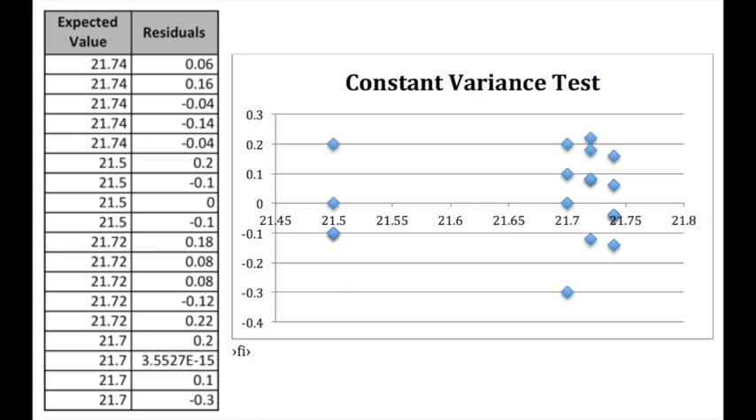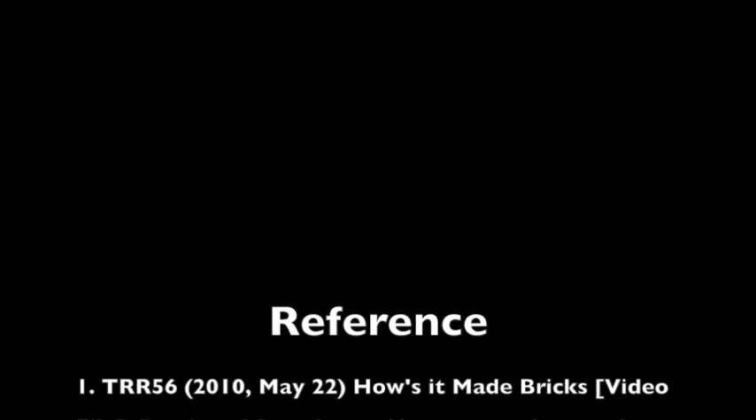Then we proceeded with the constant variance test. The way we did this was by plotting the residuals that we had against the expected value. As we can see on the graph, there may be a problem with the dispersion of the residual from the expected value 21.7. The range is quite big. It may be a problem. So therefore, these are the results.